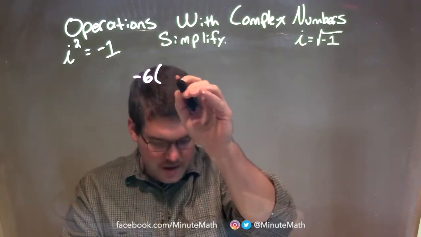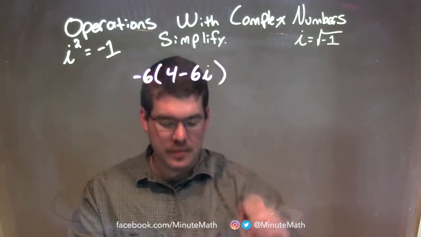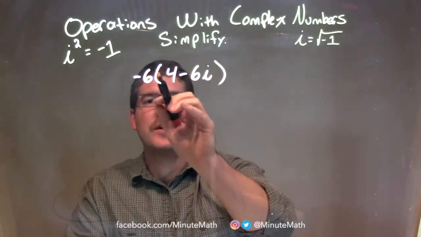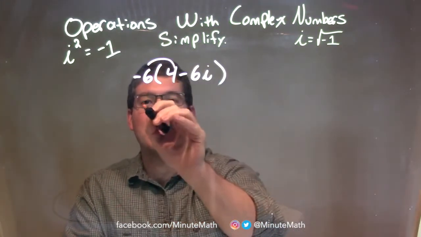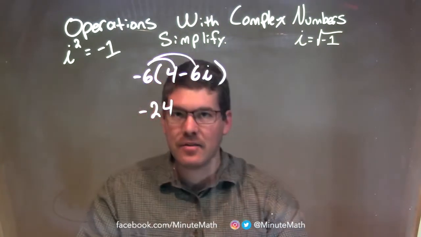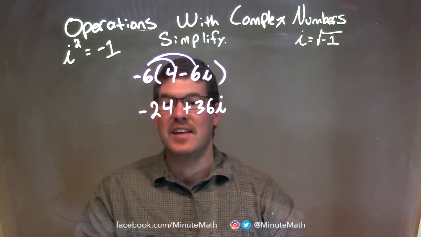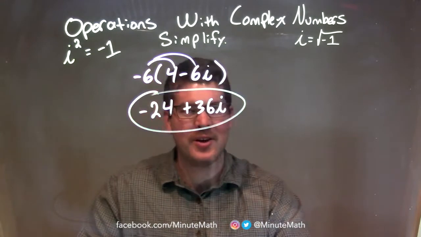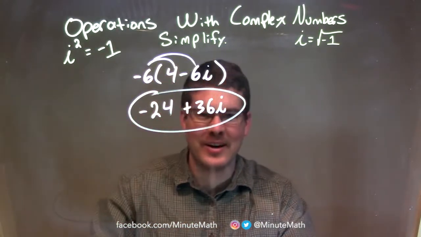Negative 6 times 4 minus 6i. Well, if I want to simplify this, what I need to do is multiply the negative 6 across. Negative 6 times 4 is a negative 24, and negative 6 times a negative 6i is a positive 36i. And that's basically it. This problem's done. Pretty simple problem here. And our final answer is just negative 24 plus 36i.